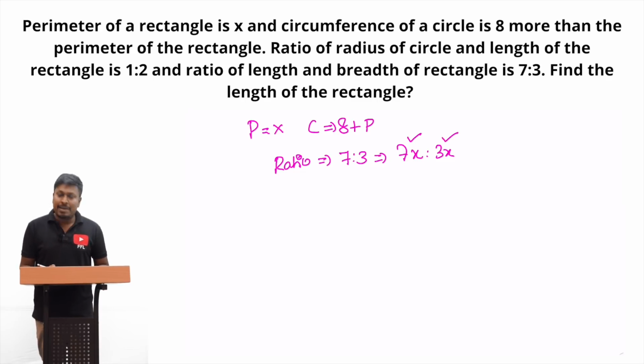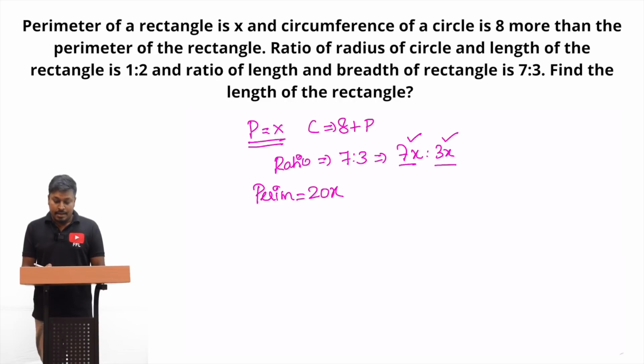And we know that the perimeter of the rectangle is 2 into (L plus B). We know that length is 7x, breadth is 3x. So perimeter will be 2 into (L plus B), 7x plus 3x will be 10x, so 10x times 2 will be 20x. So the perimeter of the rectangle will be 20x.